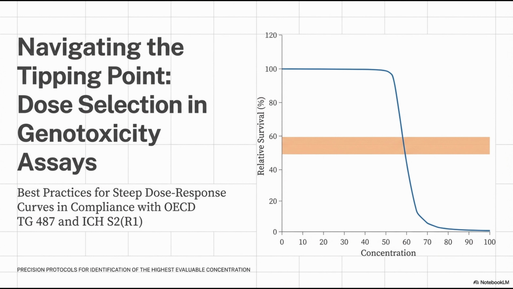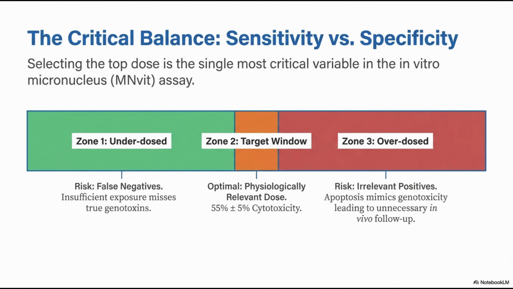Navigating the tipping point in dose selection is one of the most challenging aspects of modern genotoxicity testing. Today, we focus on managing steep dose response curves in the in vitro micronucleus assay while staying aligned with OECD TG487 and ICH S2R1. Our goal is to outline precision strategies that identify the highest evaluable concentration without compromising scientific rigor or regulatory acceptance. Selecting the top dose is often the most influential factor in determining assay outcome.